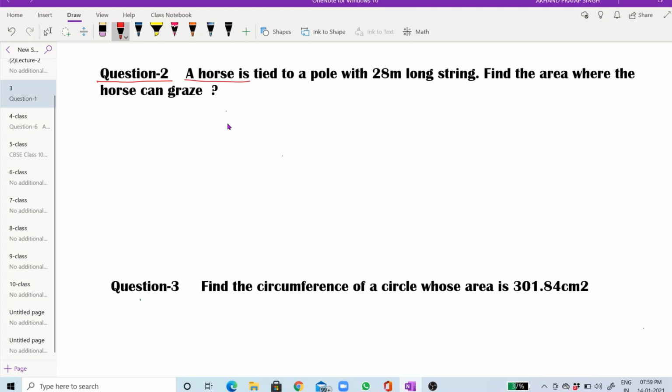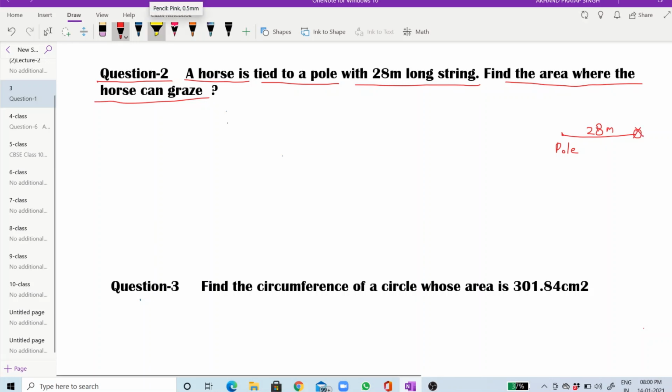A horse is tied to a pole with a 28-meter long string. Find the area where the horse can graze. So let's draw the diagram. This is a pole, and this is the length of the string that is given in the question, 28 meters, and here is the horse. The horse is grazing like that.